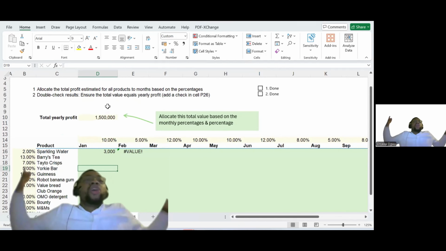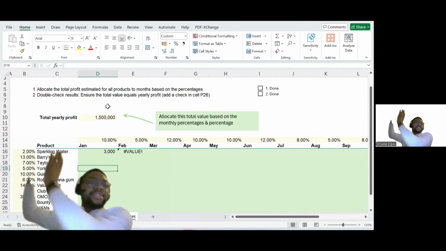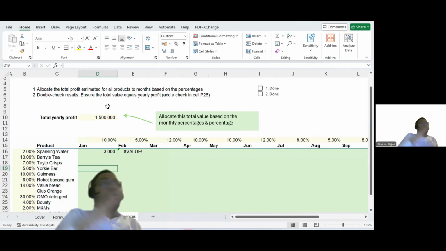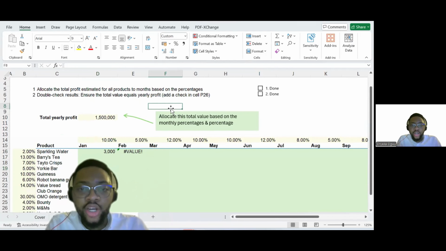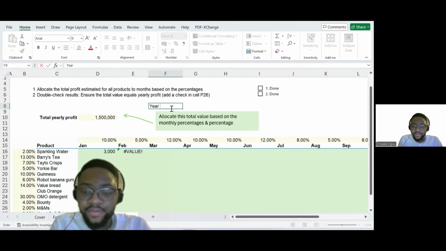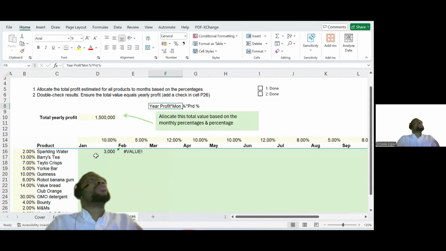No, it should not change because at the end of the day, the formula is yearly profit times month percentage times product percentage. So let me just write it here. It is year profit multiplied by month percentage, then multiplied by product percentage, right? So the yearly profit will not change.